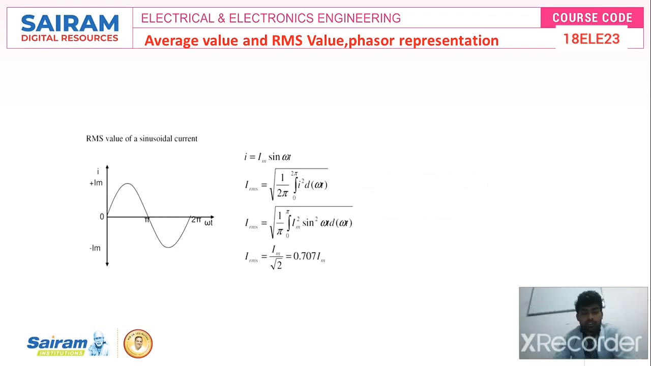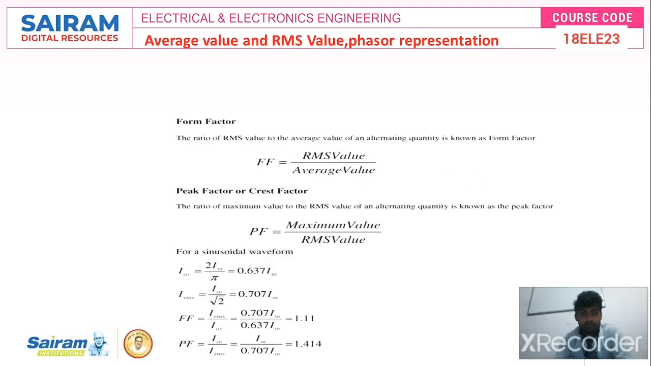IRMS is equal to what? Root of 1 by 2 pi, 0 to 2 pi, I square d omega t. Root will be there because RMS value, root mean square value. So IRMS is equal to root of 1 by pi, 0 to pi, Im square sin square omega t d omega t. After integrating the equation, sin square omega t you have to convert into 1 minus cos 2 omega t by 2. So finally we will get the answer as Im by root 2. So Im by root 2 is 0.707 Im, right?